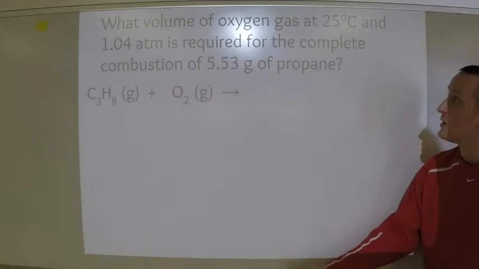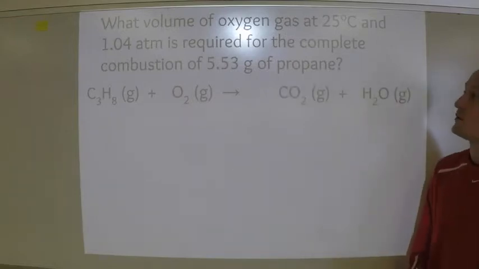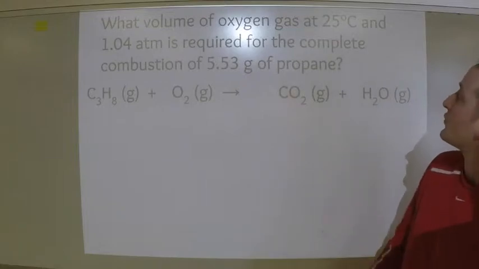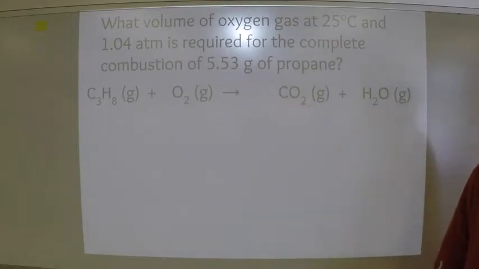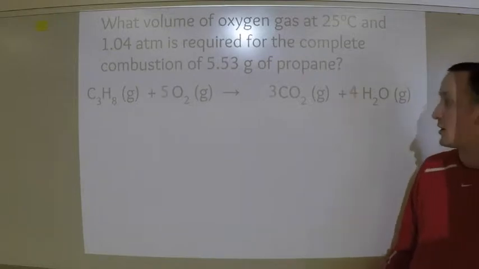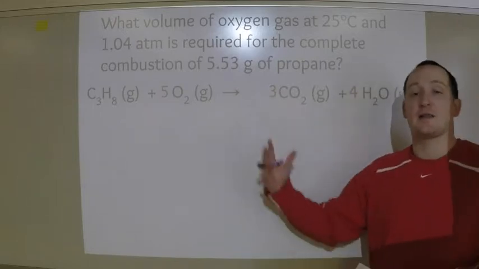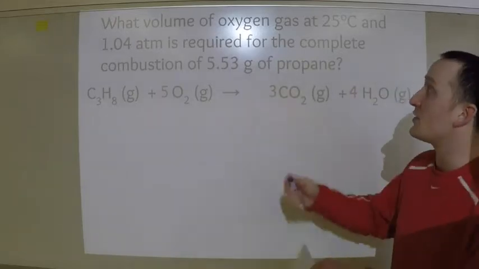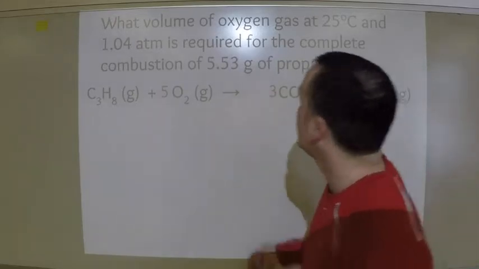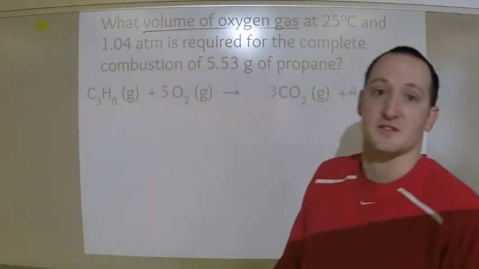So here's our question. It says what volume of oxygen gas at 25 degrees Celsius and 1.04 atmospheres is required for the complete combustion of 5.53 grams of propane. So let's plug in our balanced equation here and let's solve this. So I'm going to start by highlighting some things that would be important. So first of all, it says what volume of oxygen? So what volume of oxygen gas? That's what it asked us about.